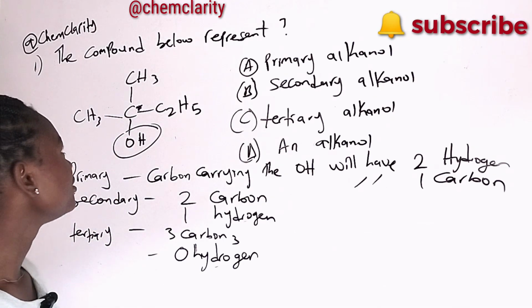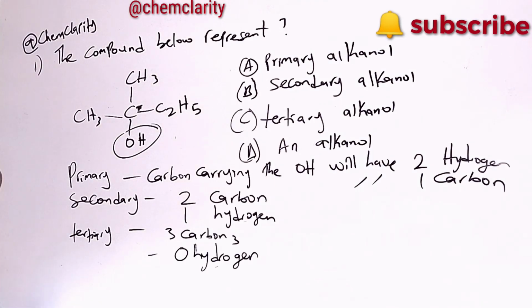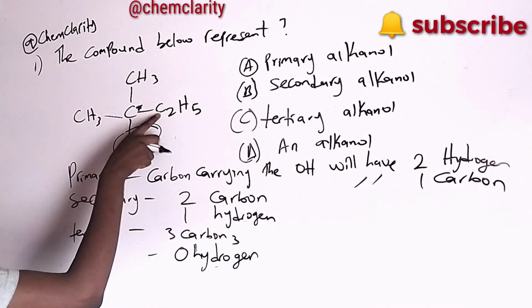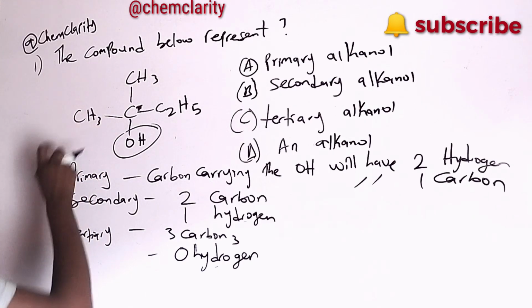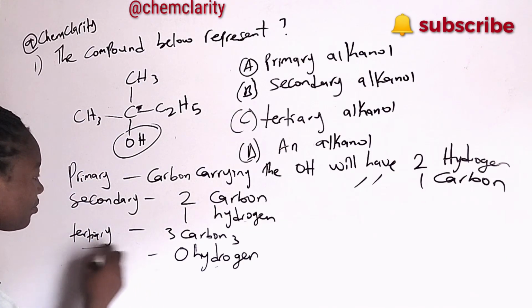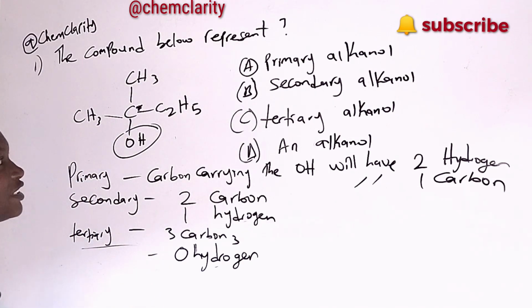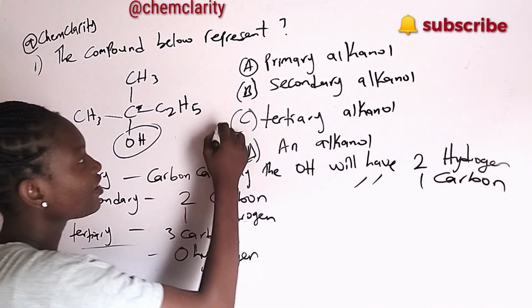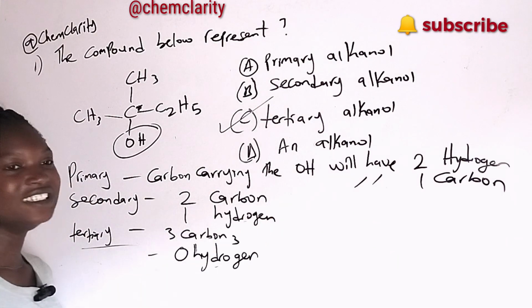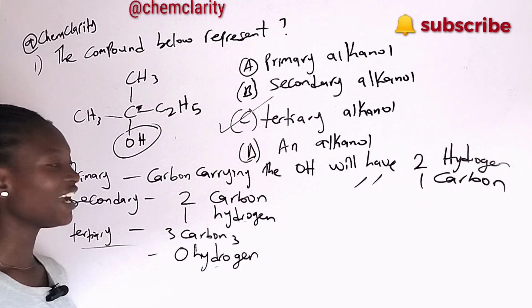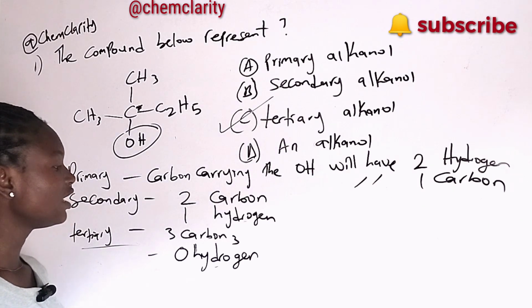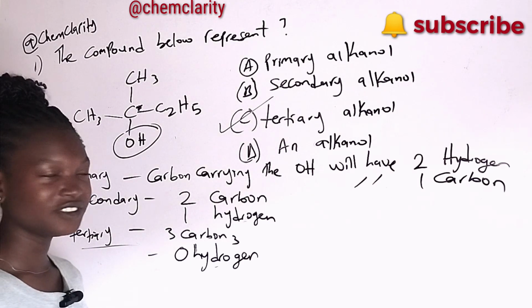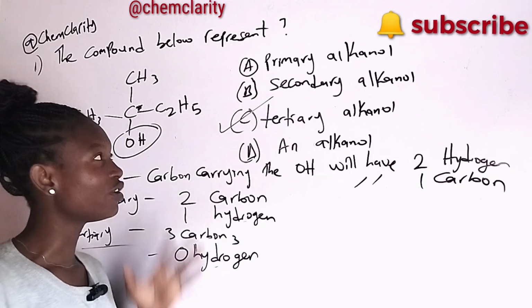Now, in terms of carbon, how many carbon attached to the carbon carrying the OH? This is one carbon, another carbon, and another carbon, making three carbon. Then the answer for this question is tertiary alcohol, because the carbon carrying the OH is attached to three carbons and zero hydrogen.